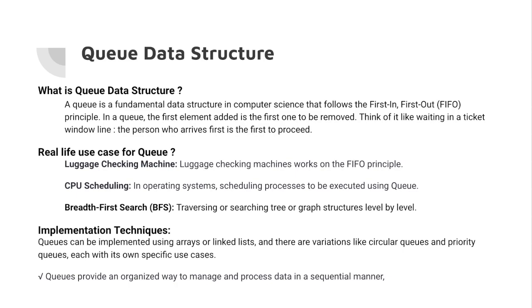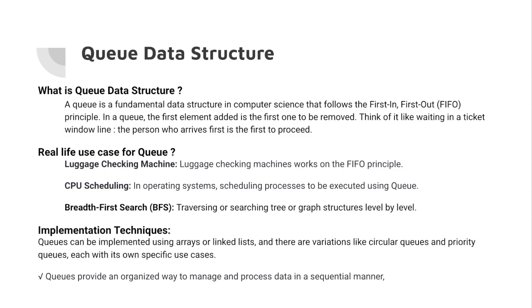So a queue is a fundamental data structure in computer science that follows the first in, first out principle. Whatever comes first will go out first. In a queue, the first element added is the first one to be removed. So whatever you added at the very first place will get out of the queue first. You can think of it like waiting in a ticket window line. The person who arrives first is the first to proceed. Whoever arrived first at the ticket window will get the chance to get the ticket first.